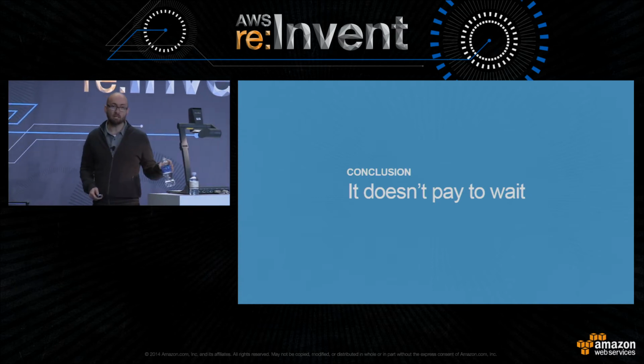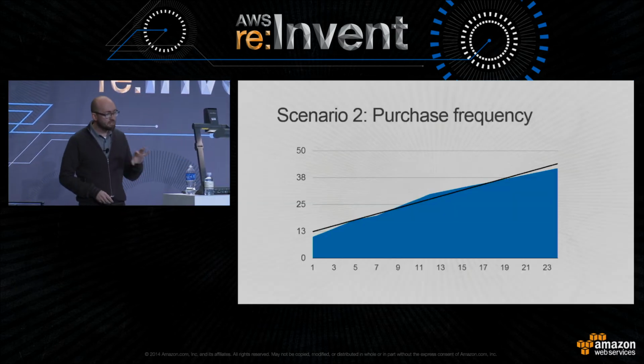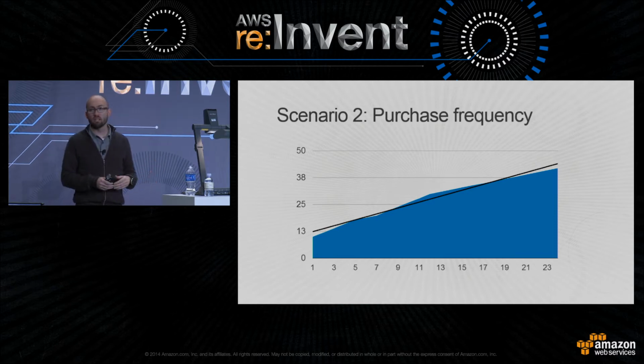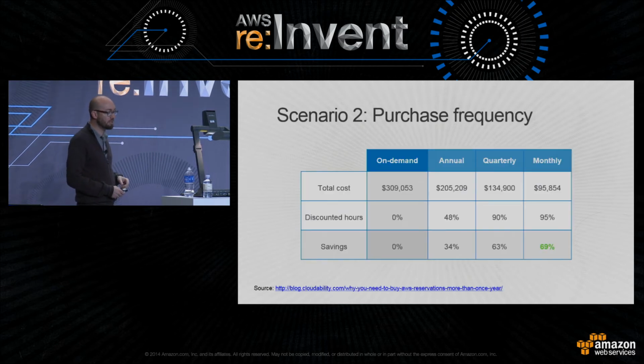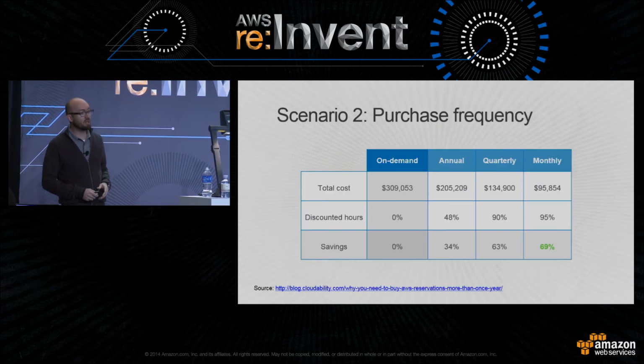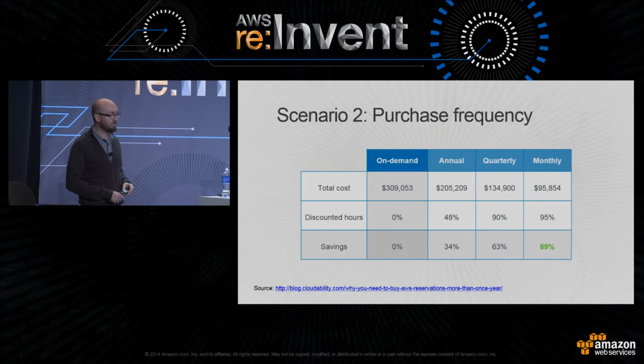Let's talk about buying often. This second scenario focuses on purchase frequency. The basic scenario here is a 24-month period. You start with 10 instances, and you grow roughly 2 instances every month. So how often would you want to buy RIs for this? Well, there's a few ways you could look at this. If you just went with on-demand, you'd spend about $309,000 over the course of this 24-month period.